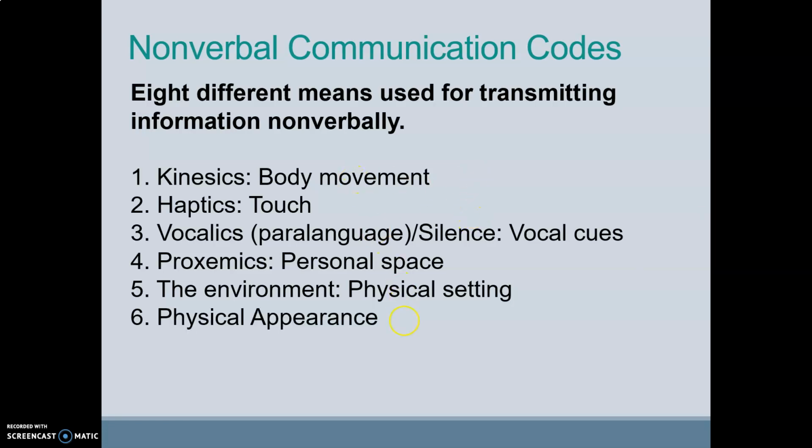The sixth one is our physical appearance. That refers to how we dress ourselves, how we look, including our height, clothing, body type, and some other physical features. So here, let me give you one example of how people use physical appearance to communicate.